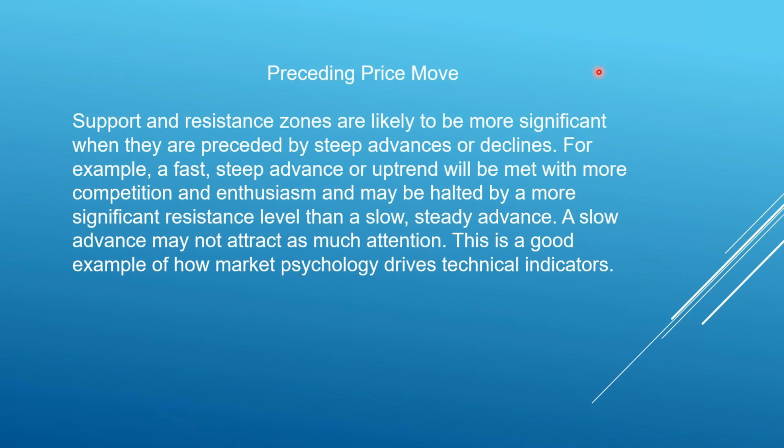So predicting the price move, support and resistance zones are likely to be more significant when preceded by a steep advance or decline. For example, a fast, steep advance or uptrend will be met with more competition and enthusiasm, and may be halted by a more significant resistance level than a slow, steady advance. So this simply means when the price moves slowly to a resistance level, most of the time the reversal will be very slow. If the price moves to resistance in a very strong move, most of the time it will bounce back, it will be resisted in a very strong way. This is how market psychology drives technical indicators.